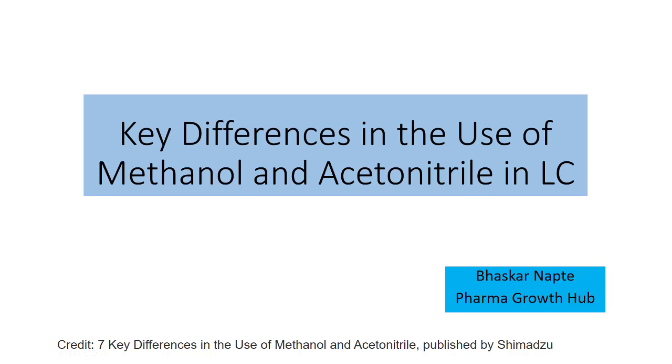Hi, Bhaskar this side. We know that methanol and acetonitrile are widely used as organic solvents while preparing mobile phase for reverse phase chromatography. But let us understand why someone uses methanol and why another uses ACN while preparing the mobile phase. Are there any differences between these two very important organic solvents?